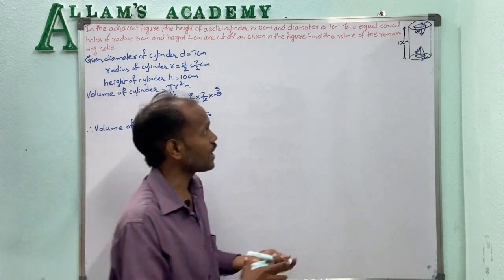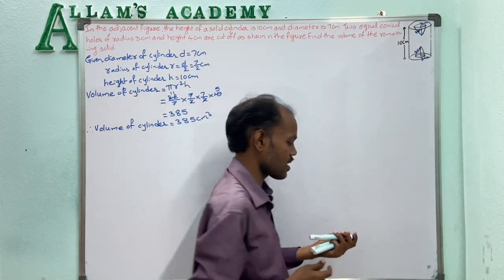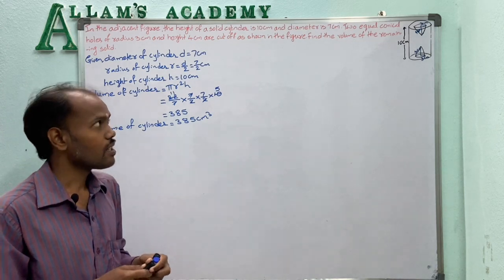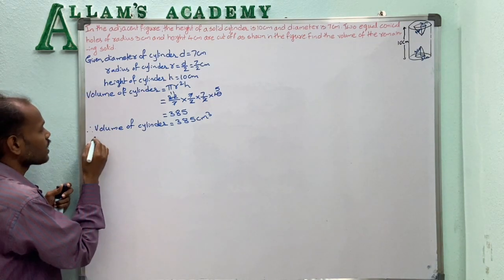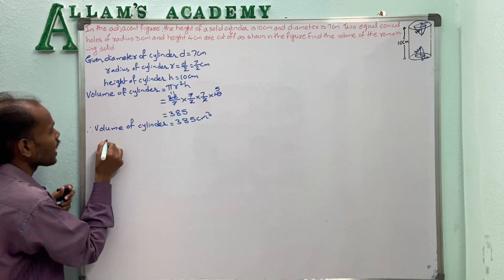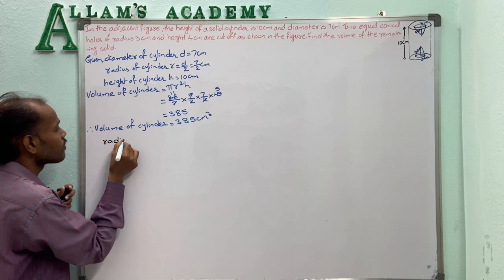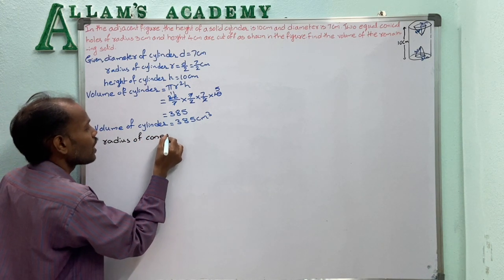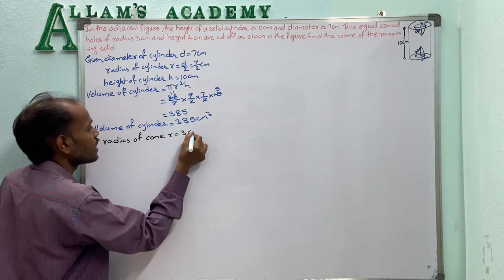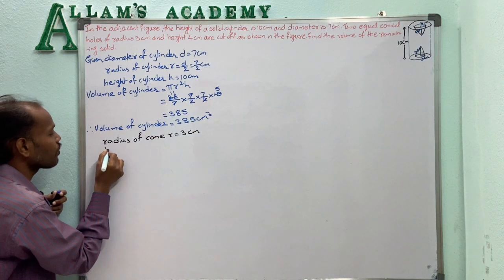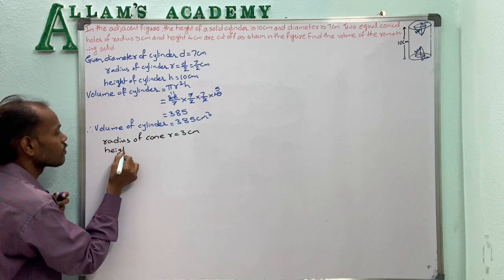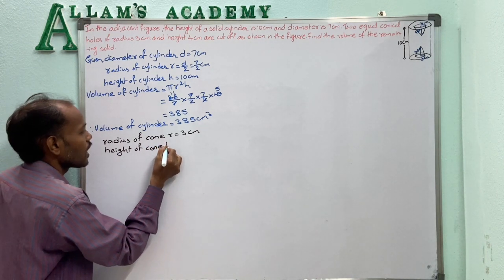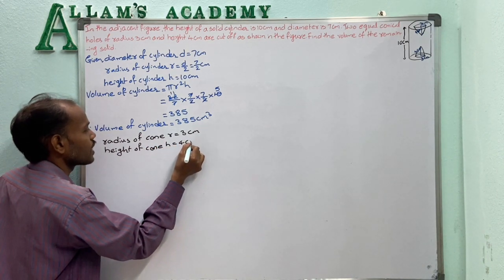Now here two conical portions are there, that one's volume we are finding. So for that, information writing: radius of cone R equal to 3 centimeters, height of cone H equal to 4 centimeters.